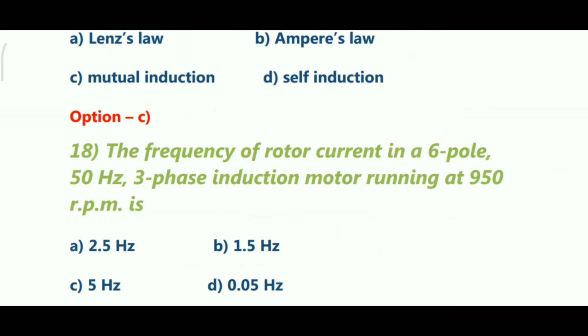So next question. The frequency of rotor current in a 6-pole 50 Hz 3-phase induction motor running at 950 rpm is: option A, 2.5 Hz; option B, 1.5 Hz; option C, 5 Hz; and option D, 0.05 Hz. So the correct answer is option A, 2.5 Hz.